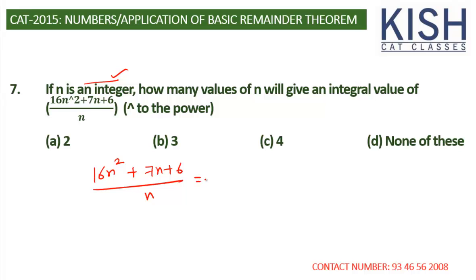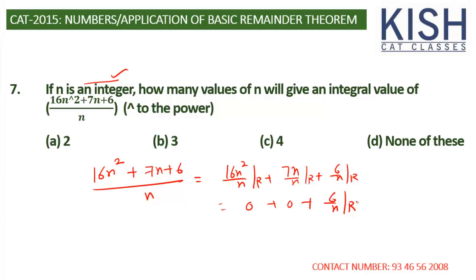The numerator is of the form a plus b plus c divided by n, so that is a by n plus b by n plus c by n, so that is individual remainders. So there is 16n square by n remainder plus 7n by n remainder plus 6 by n remainder. Now this remainder is 0, so this remainder is 0. Now this remainder depends on n.